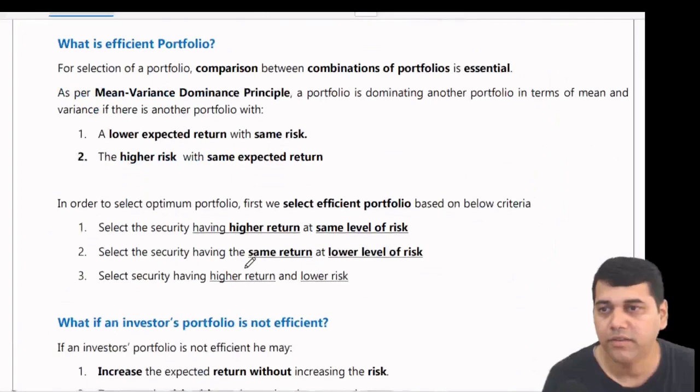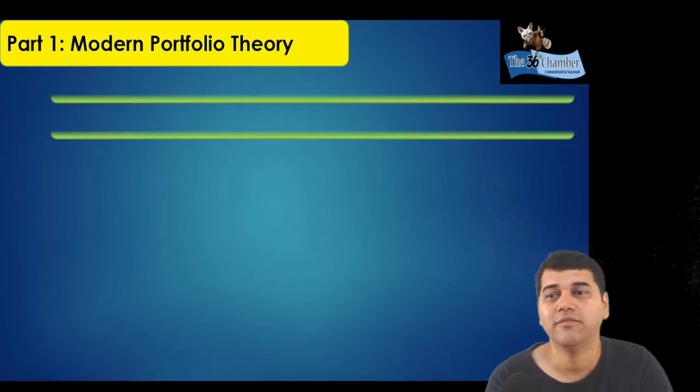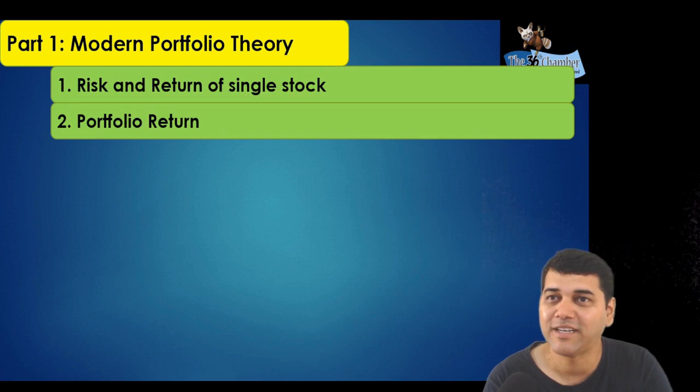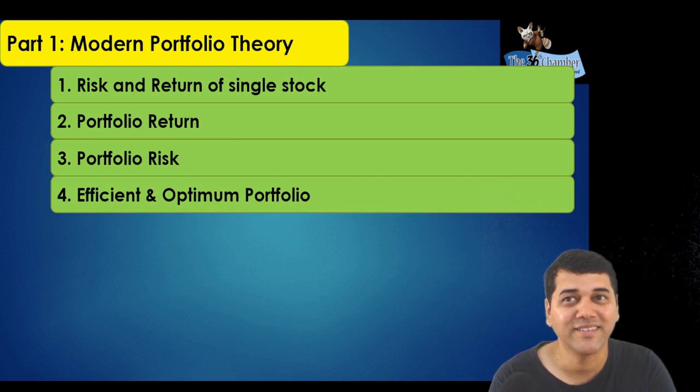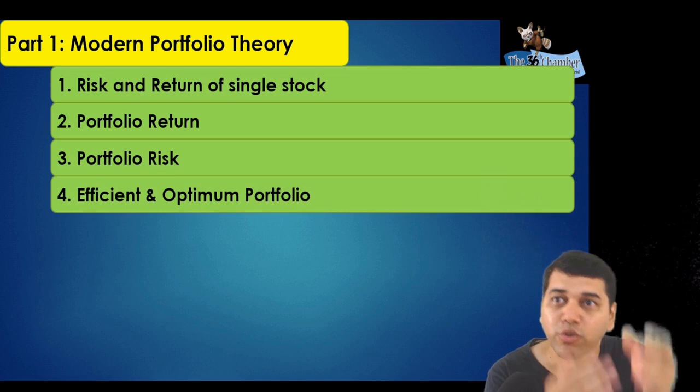And then selection of efficient portfolio. Before this, we will get into the Q&As and solve some. You understood risk and return of a single stock? Understood perfectly? Portfolio return? Portfolio risk? When we talk about portfolio risk, correlation. And the last one is what Markowitz said: you calculate that first, and then choose the efficient one only.